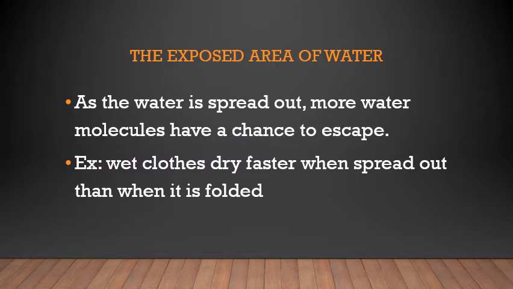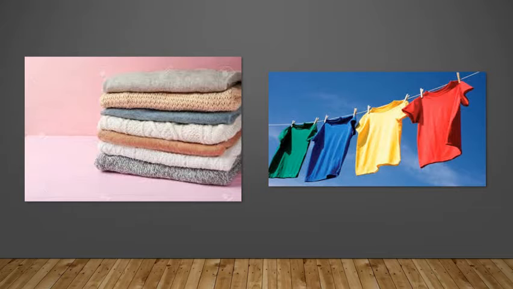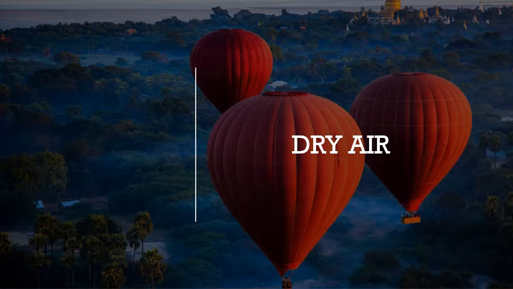The exposed area of water increases in surface area exposed, which in turn increases the evaporation. As the water is spread out, more water molecules have a chance to escape. For example, a wet cloth spread outside dries faster than when it is folded. If you keep a folded cloth for drying, it takes a lot of time. But if you spread the clothes and keep it, it will take much lesser time when compared to the other type.